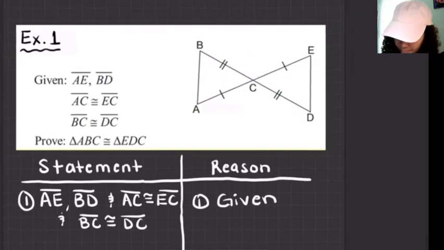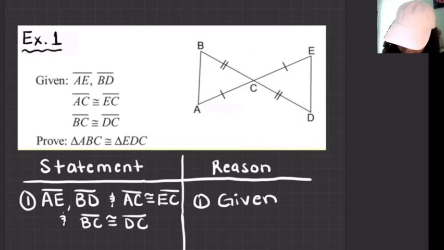All right, so they already labeled the diagram for us. So AC is this segment right here, is congruent to EC, and BC is congruent to CD, okay?